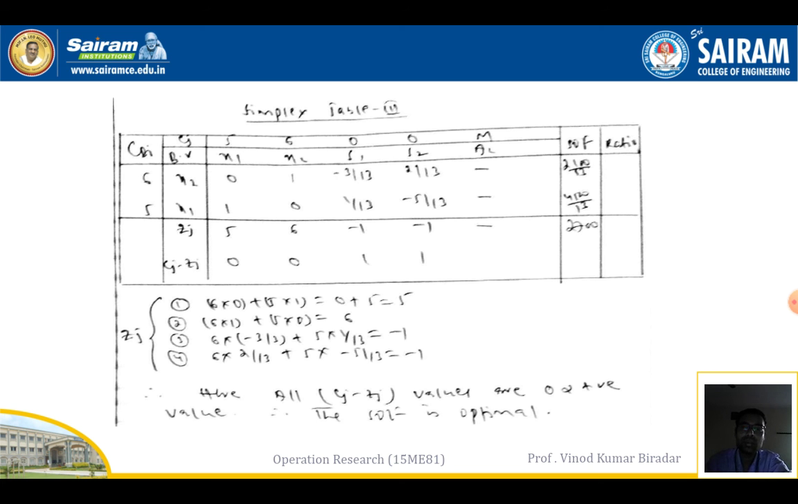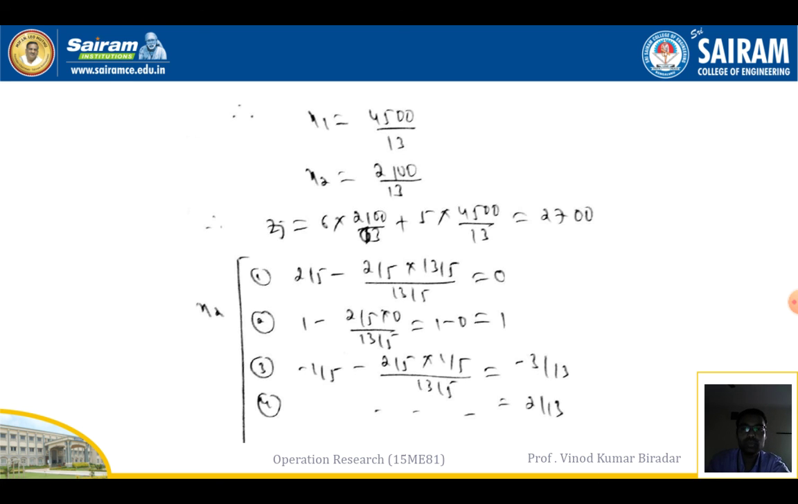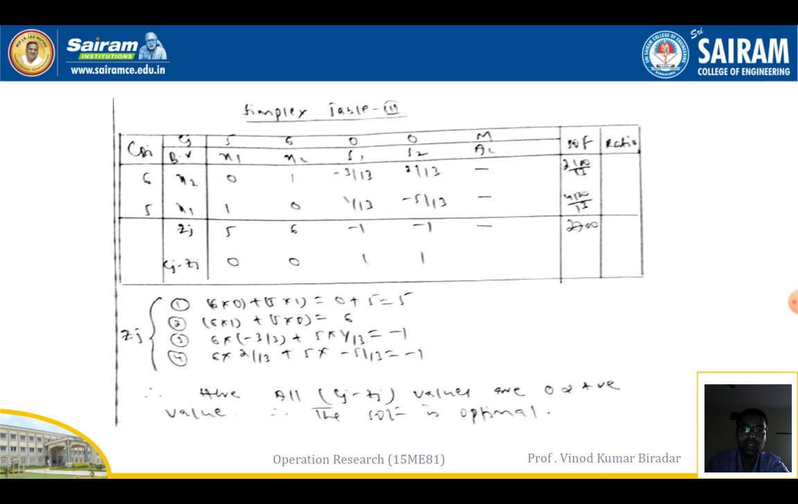For the minimization problem, the solution is optimal only when all the cj minus zj values are 0 and positive. So we got all positive values here. Now, for here the solution is optimal, hence you write the answer: all the cj minus zj values are 0 and positive, hence the solution is optimal. But how to write the answer? Here x2 is 2100 by 13 and x1 is 4500 by 13. This is the answer, and the z value is equal to 2700.